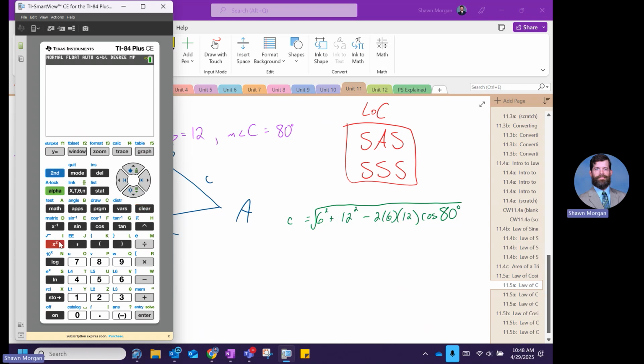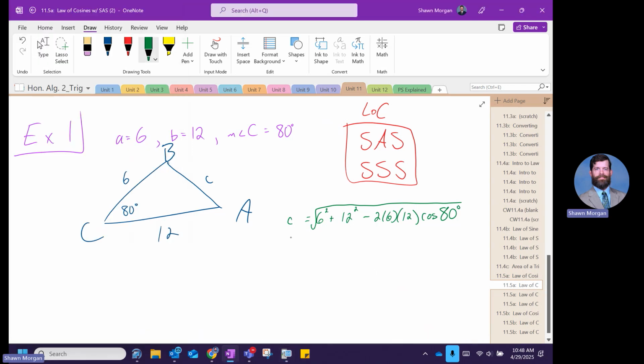So let's do the square root of 6 squared plus 12 squared minus 2 times 6 times 12 times the cosine of 80. What mode should I be in? Degree mode. All right, so we hit that, and we get about 12.4. C is approximately 12.4-ish. You would take the square root after the fact.